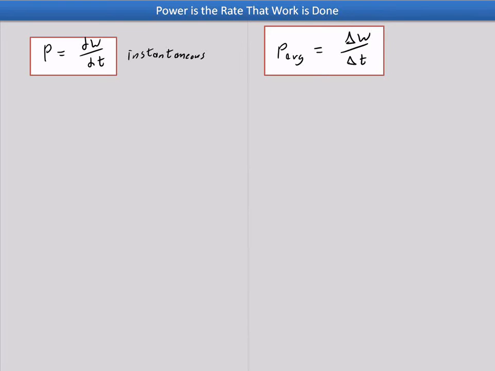So our definition is simply the time derivative of work. That would be the instantaneous power. Frequently, what's more handy is the average power. So if you have some delta work over delta time, because the instantaneous power could go up and could go down, and that might actually be less useful than an average.